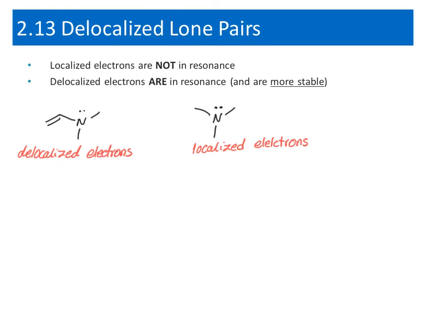Now, if I ask you what is the hybridization on the nitrogen here, nitrogen has 4 connections, so it has sp3 hybridization. Therefore, the localized electrons reside in sp3 orbitals.